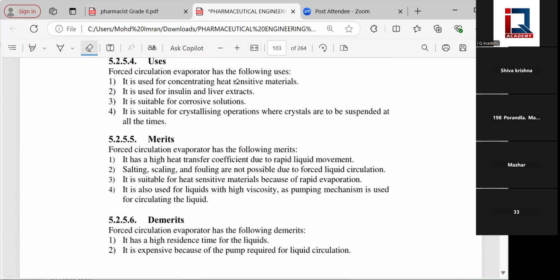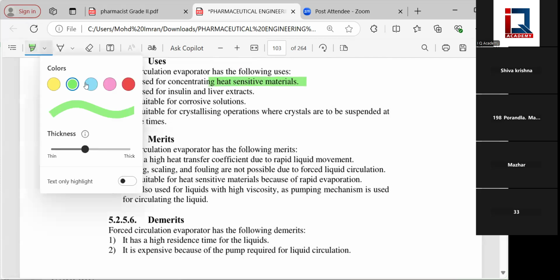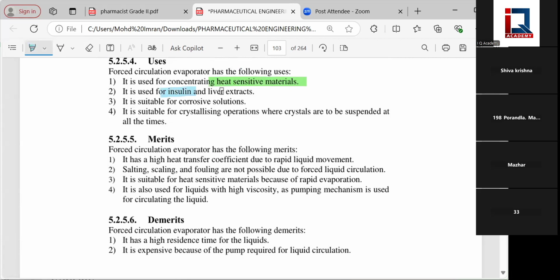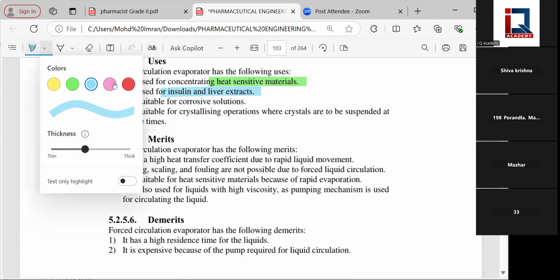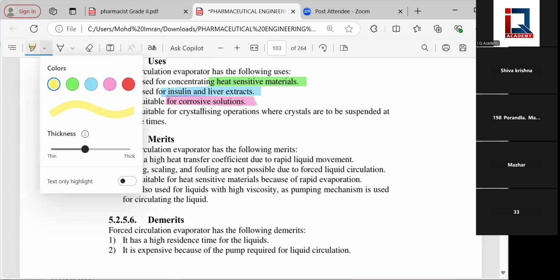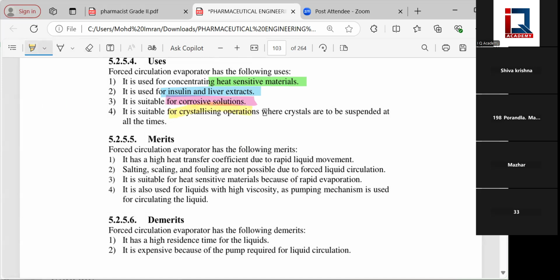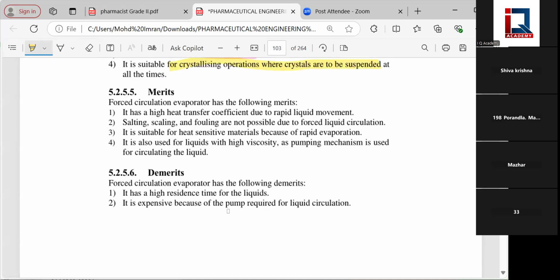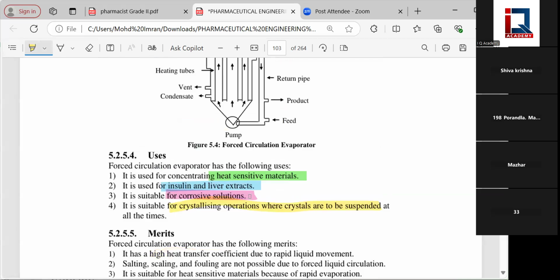Have a look at the uses. It can be used to concentrate heat sensitive material. Next, you can use it especially in the preparation of insulin from liver extracts. Next, it is suitable for corrosive solutions, and it is suitable for crystalline substances also. So these are the uses. Coming to demerits, it has high residence time and it's expensive because a pump is required for liquid circulation. This is the forced film evaporator.